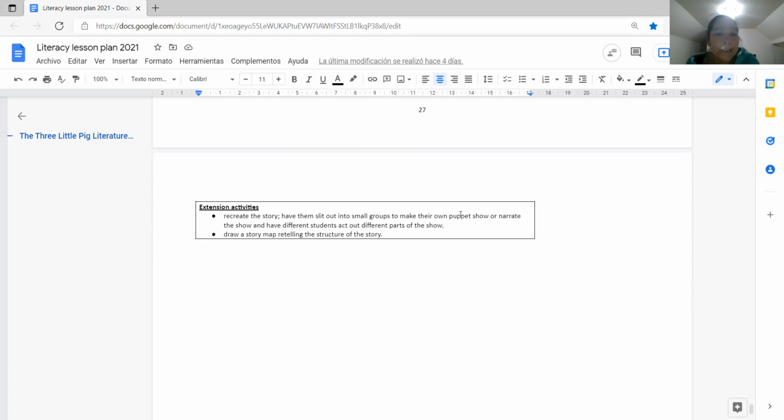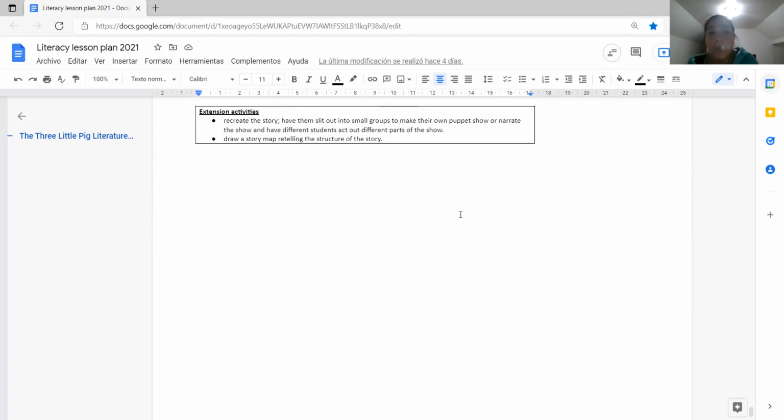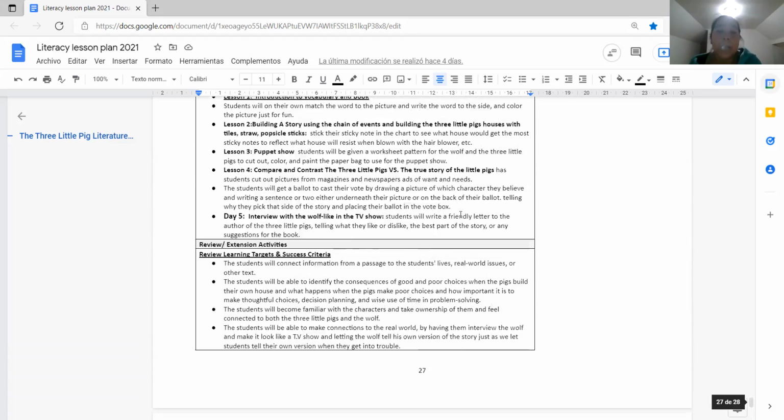Some of the extensions for this lesson will be recreate the story, draw a story map, retell the story following its structure, make your own puppet to show, or narrate the show, and have different students act out the different parts of the show. That will be the end of the lesson.